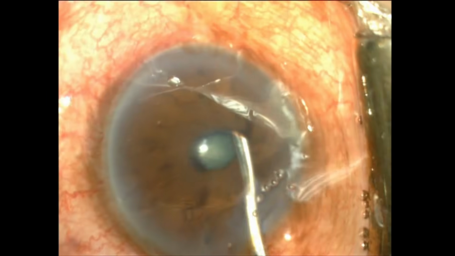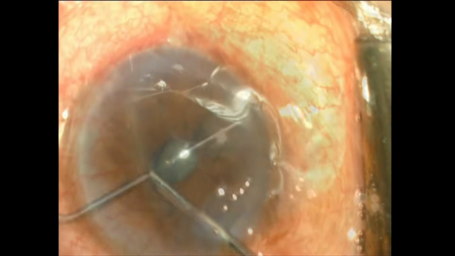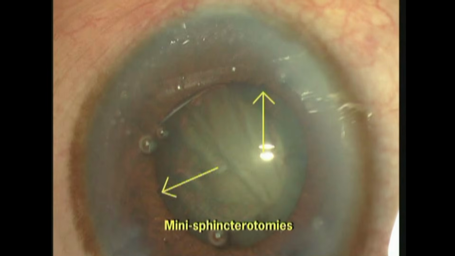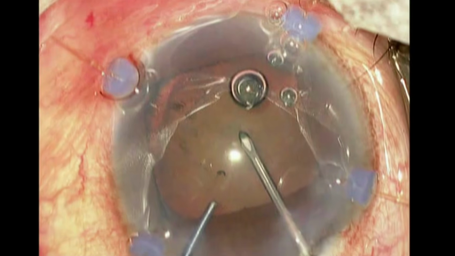In situations where the pupil does not sufficiently dilate with the above methods, 4 main surgical maneuvers can be used: synechia lysis, pupil stretching, iris cutting, and mechanical pupil expanders.